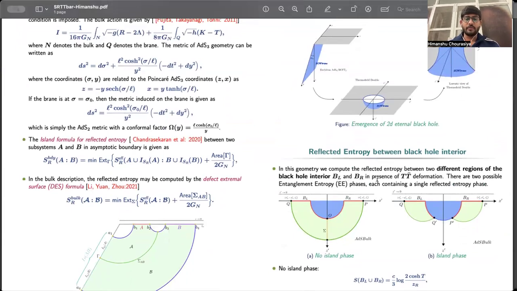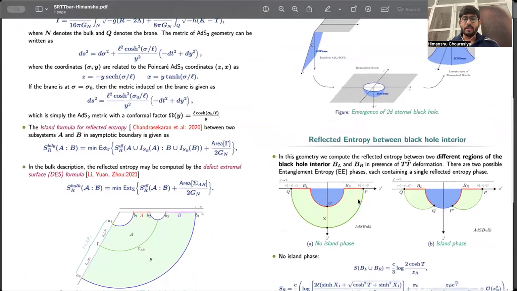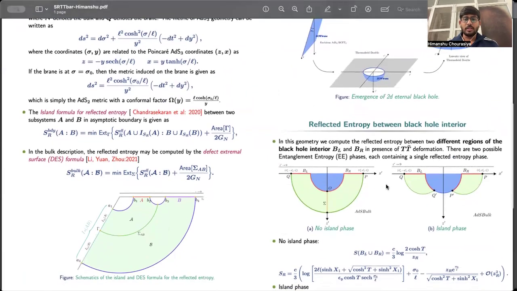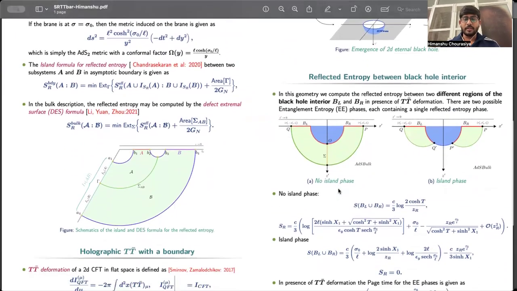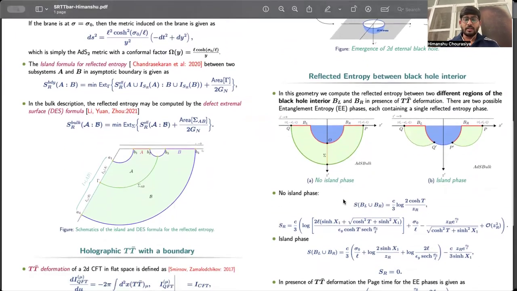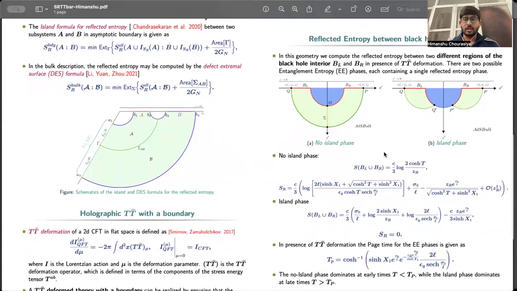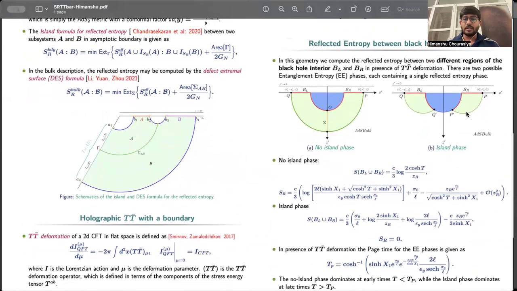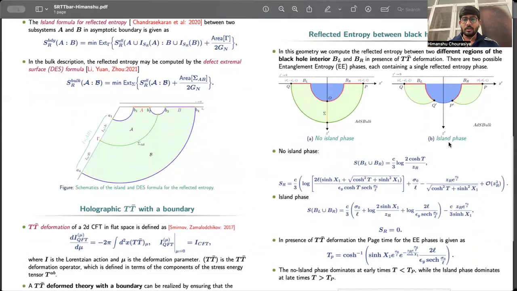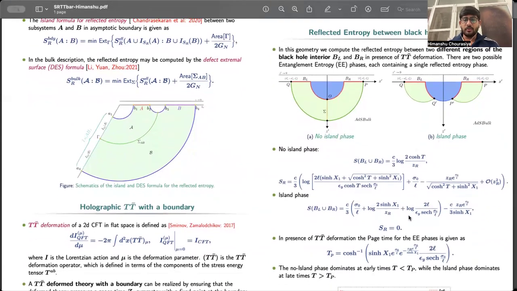So first, to compute the reflected entropy, we need to identify the entanglement entropy phases. We have two entanglement entropy phases for this scenario, basically the no island phase and the island phase. The entanglement entropy for the no island phase is given by this equation, and then we compute the reflected entropy, which is given by this equation. For the island phase, the entanglement entropy is basically the sum of the lengths of these green geodesics, which is given by this equation. And since the entanglement wedge is disconnected for this island phase, the reflected entropy for this phase is equal to 0.